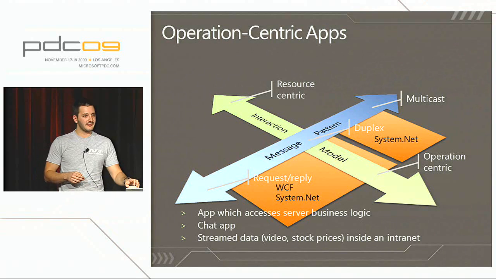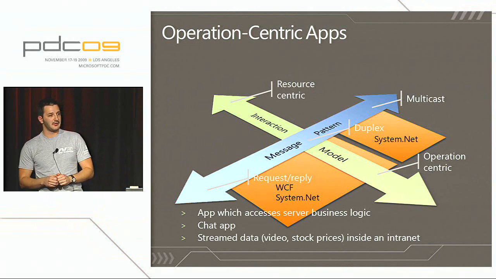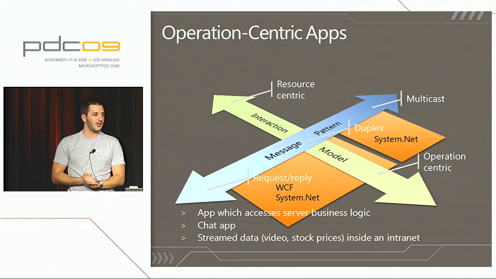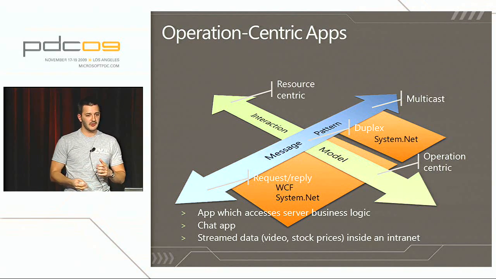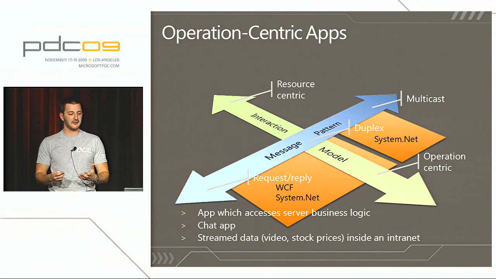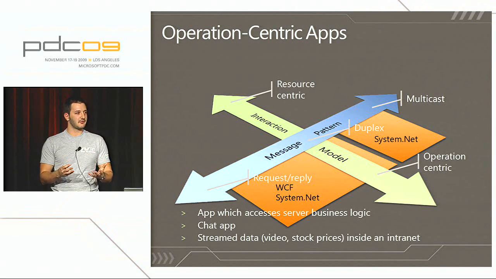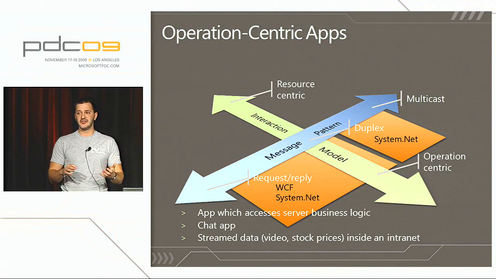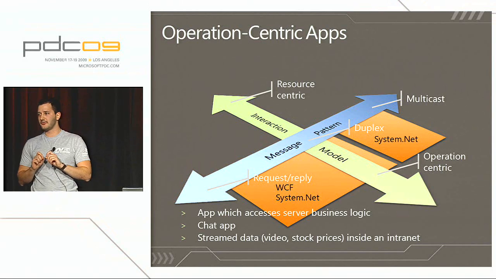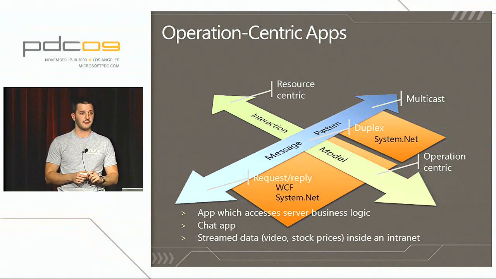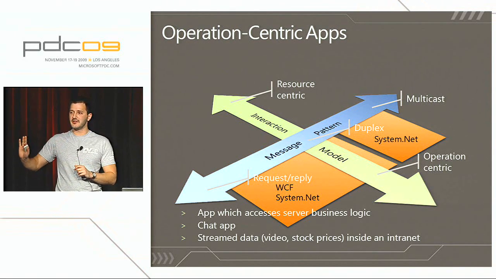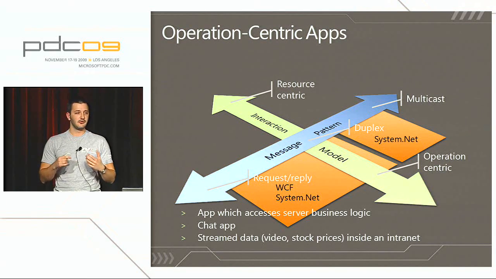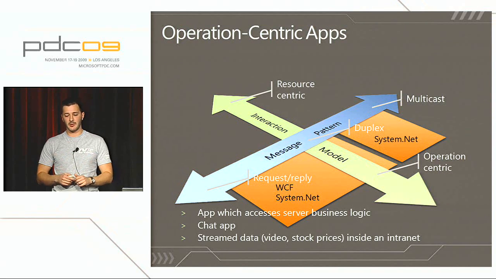And with that, let's go back to our original slide here and recap what we just covered. In the operation-centric space, starting at request reply and duplex, WCF is really a technology of choice. It gives you the easiest programming model. Of course, you can use System.Net directly, but WCF gives you a nicer programming model for these scenarios. As we push on to multicast, you have to use classes in the System.Net namespace to do the multicast pattern. There's no WCF wrapper on top of that.